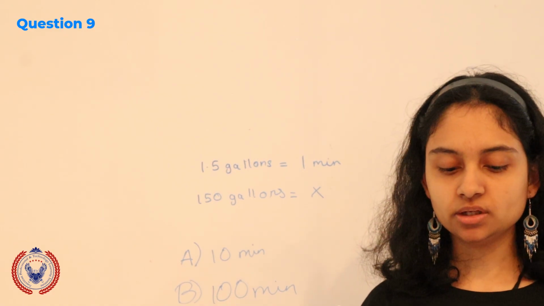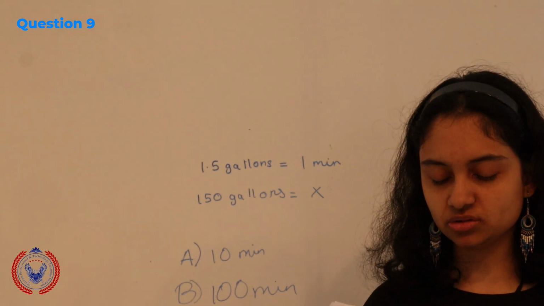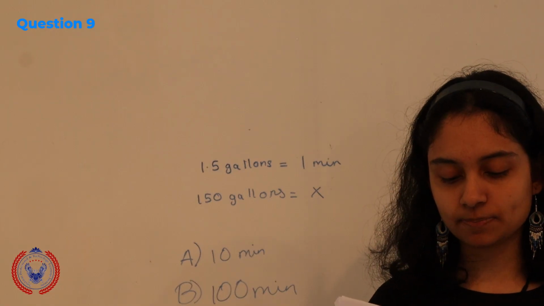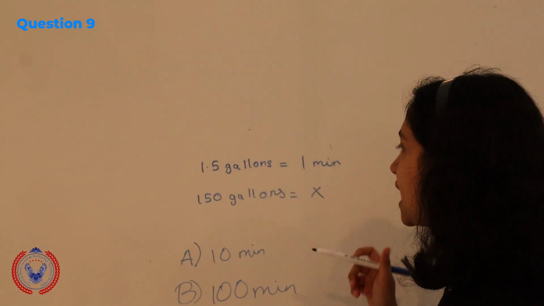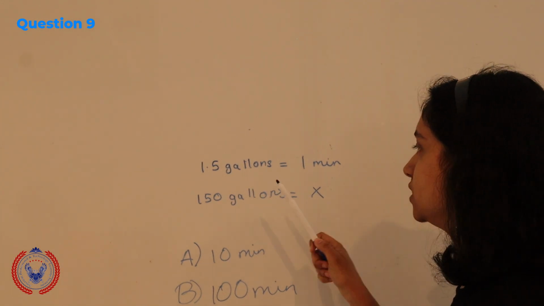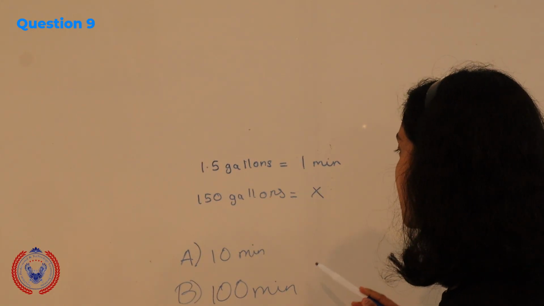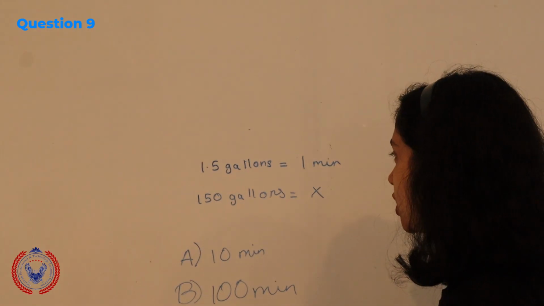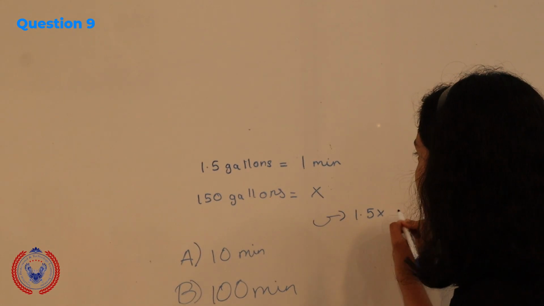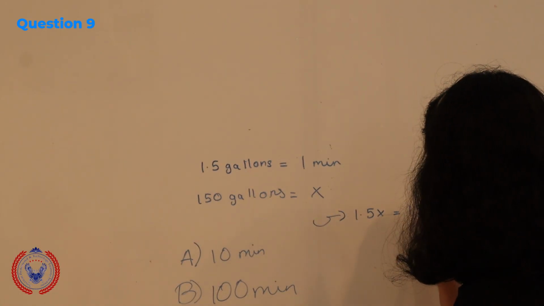Question number 9. Water runs from a pump at a rate of 1.5 gallons per minute. At this rate, how long would it take to fill a bathtub with 150-gallon capacity? Okay, in this, first I would like to set up a ratio which says 1.5 gallons per minute. 150 gallons is equal to how many minutes? In this case, the first thing I would do, even before I look at my options, would be to cross multiply. So 1.5x equals 150 times 1, that is going to be 150.